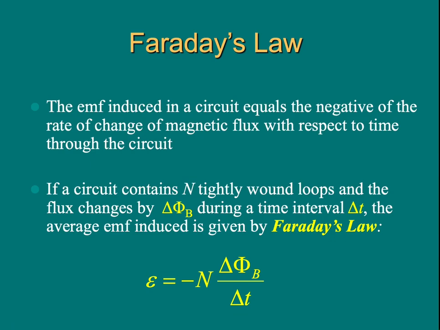So if there are N loops of wire, EMF would be proportional to N delta phi B over delta t. We will discuss the negative sign later.